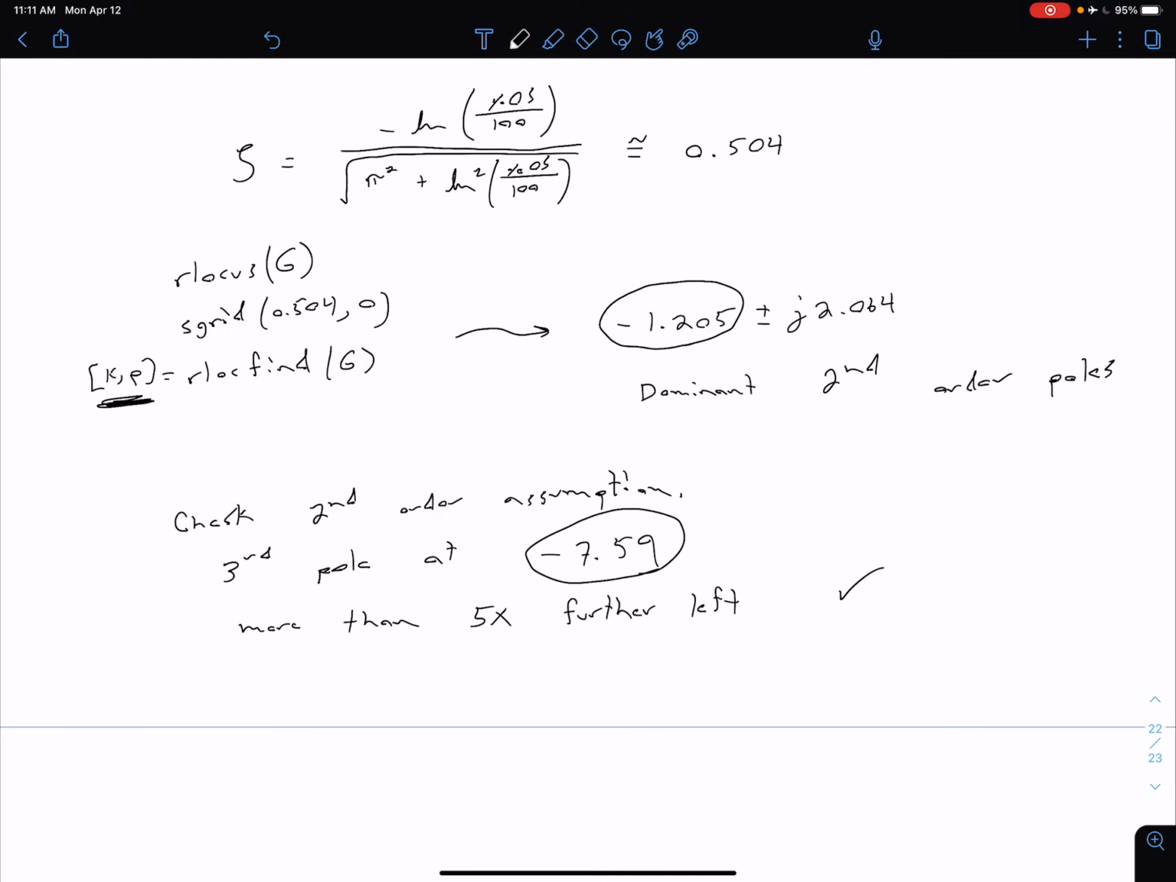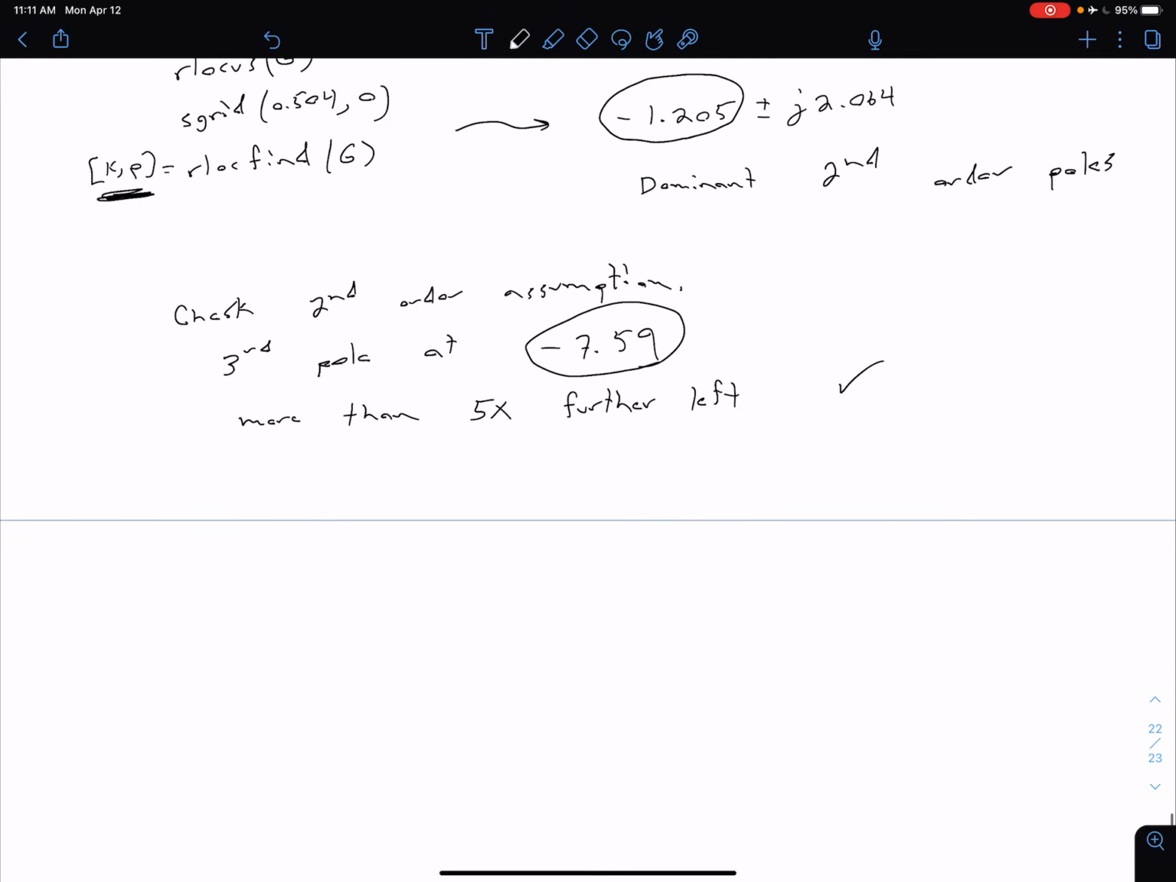So we can say in this case that negative 7.6 is in fact more than 5 times further left than negative 1.2. So our second order approximation is going to be good. So with that in mind, we can now use our second order equations.